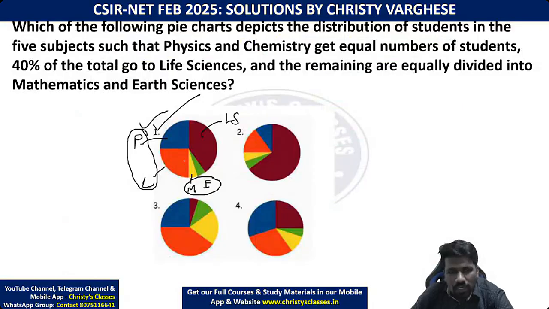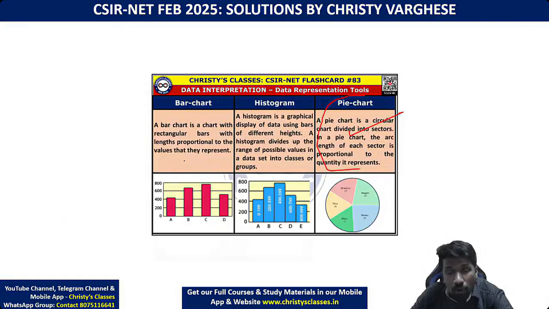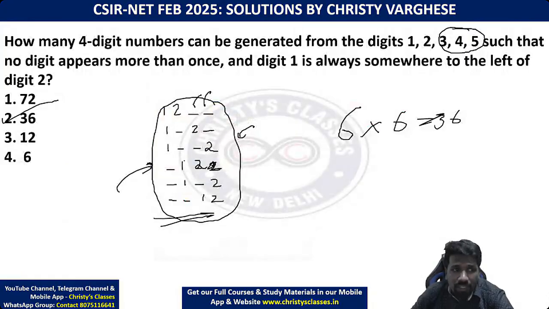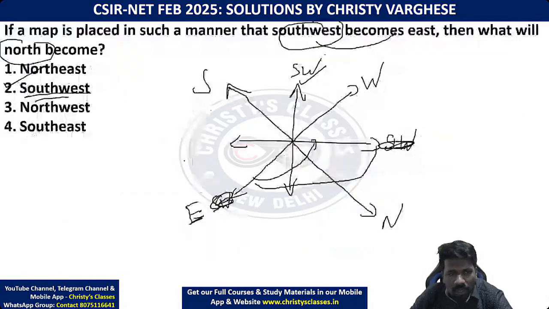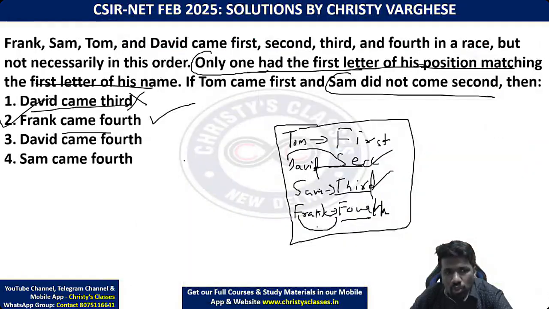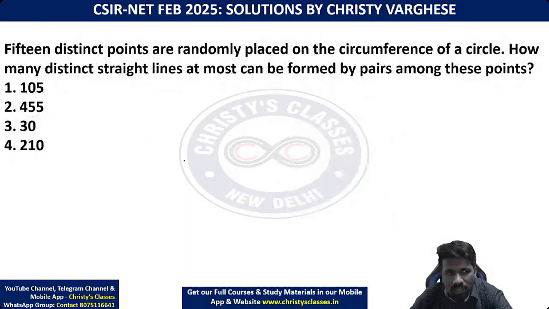This is data interpretation. 4 lectures are there for data interpretation. This is permutation combination. 3 lectures are there for permutation combination. This is permutation combination again. This is distance and direction. 1 lecture for distance and direction. 2 questions were asked from distance and direction already.